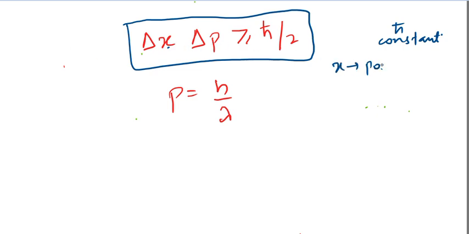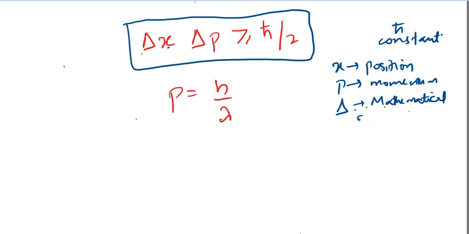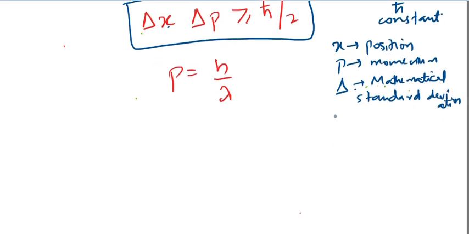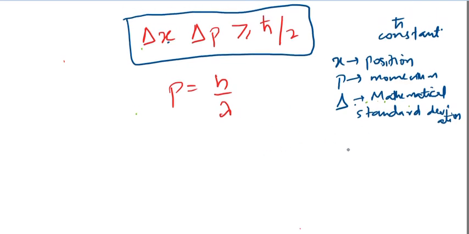X is position, and p is momentum. And then you have the symbol delta. So delta is a mathematical way of calculating standard deviation, and it appears a lot in statistics. Let me explain what the standard deviation means. Delta x means you are calculating standard deviation in x, right?